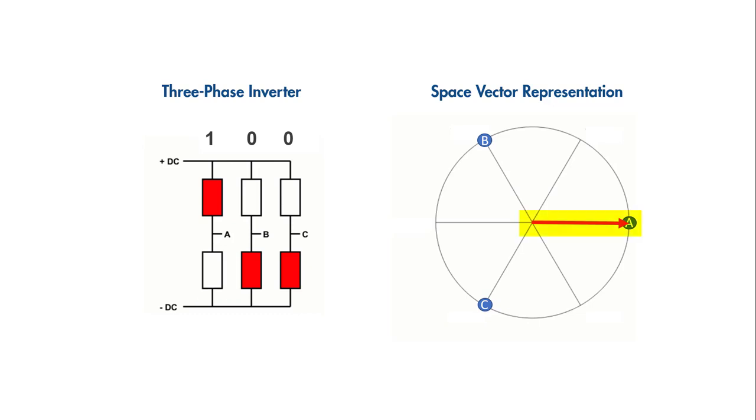Now, for the space vector that we want to create along 0 degrees, the switching configuration looks like this, leading to a positive voltage along phase A and a negative voltage along phases B and C.